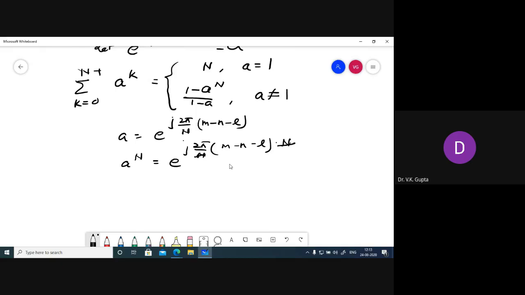m is an integer, n is an integer, and l is also an integer. So m minus n minus l is also an integer quantity. It is 2 pi times an integer quantity, so cos 2 pi plus j sin 2 pi, and this is 1. So a to the power N is 1, so 1 minus a to the power N is 0. That means when a is not equal to 1, this term is always 0. Or when a is equal to 1, only this is left.